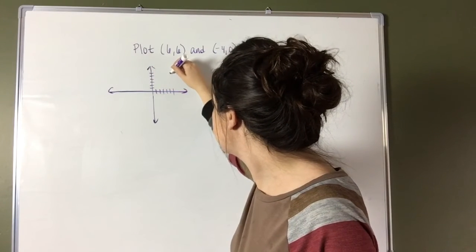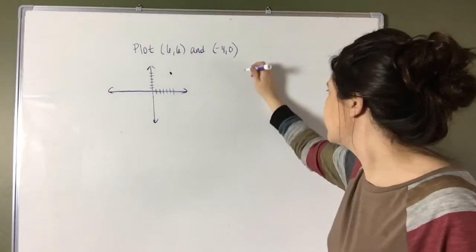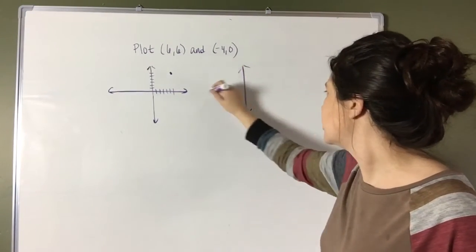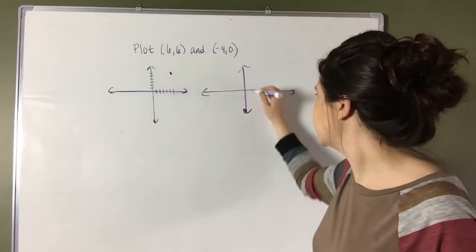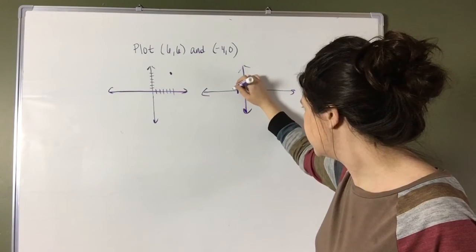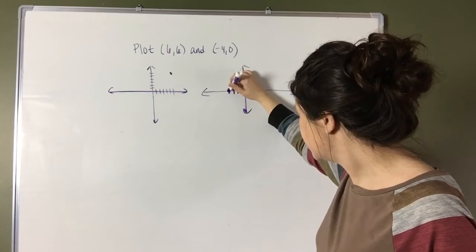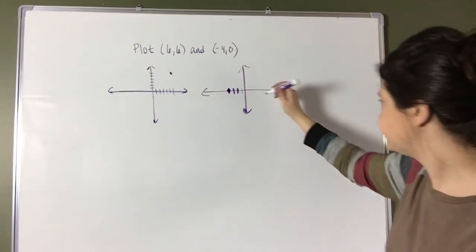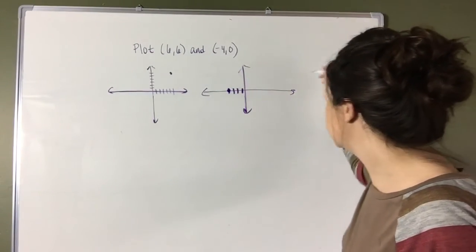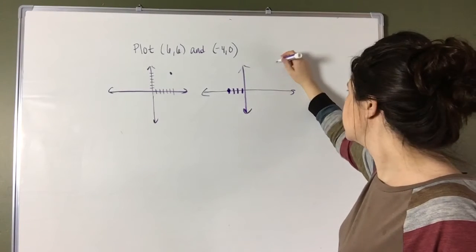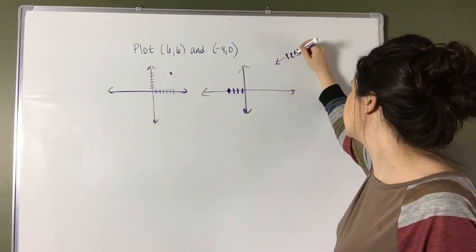plot your point where those match up, right? And then for (-4, 0), you would know the x is -4, so on the x-axis we go towards the left 4. We don't go up or down at all because of the 0, and we plot our point right there. All right, so this is the rectangular coordinate system.